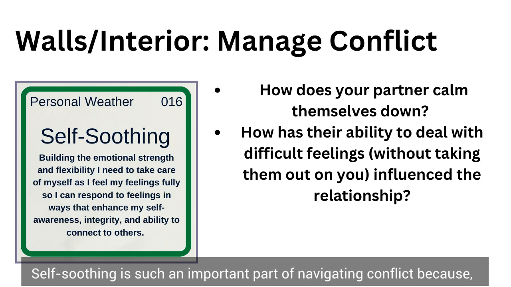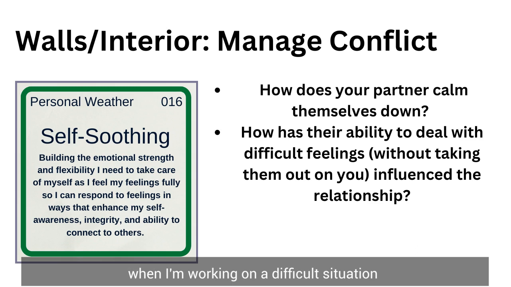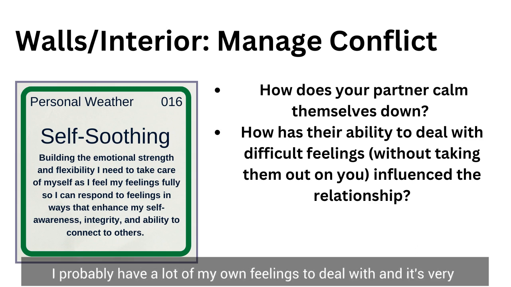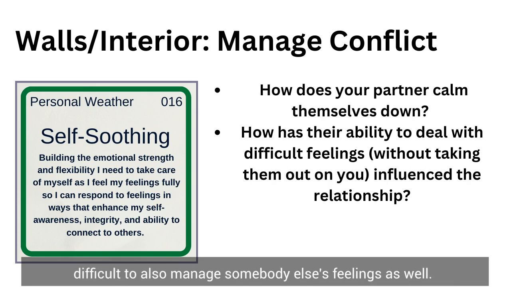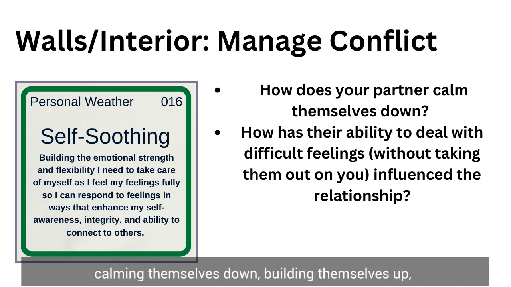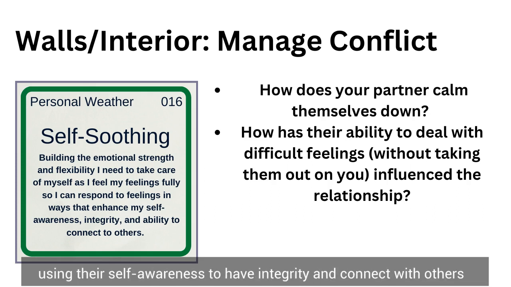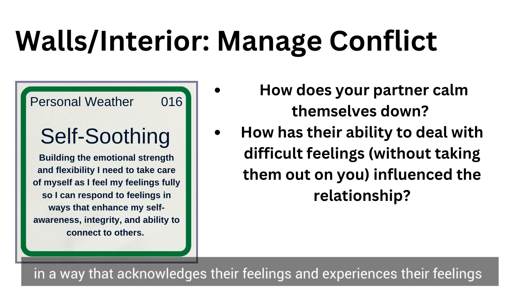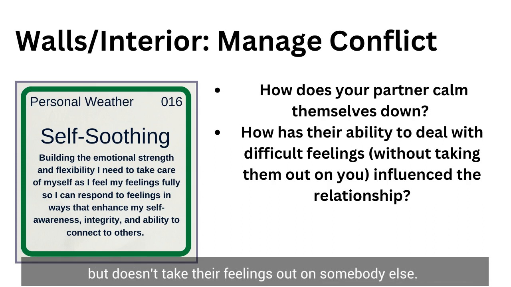Self-soothing is such an important part of navigating conflict because when I'm working on a difficult situation, I probably have a lot of my own feelings to deal with, and it's very difficult to also manage somebody else's feelings as well. So when each partner can take responsibility for their own feelings, calming themselves down, building themselves up, using their self-awareness to have integrity and connect with others in a way that acknowledges their feelings and experiences their feelings, but doesn't take their feelings out on somebody else.